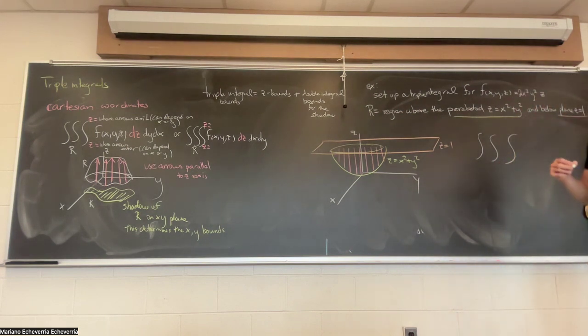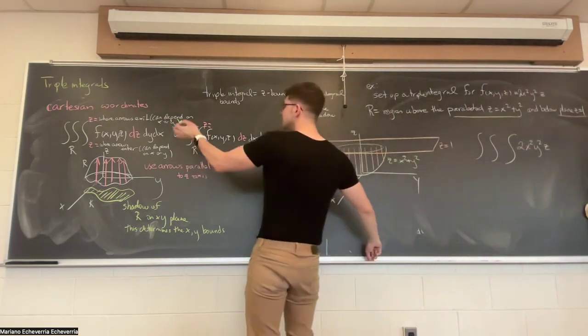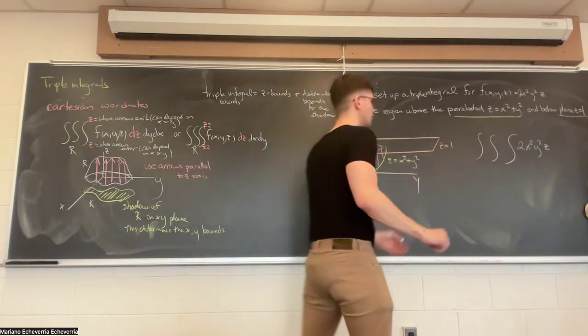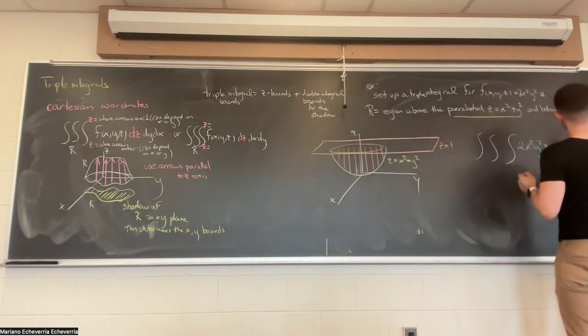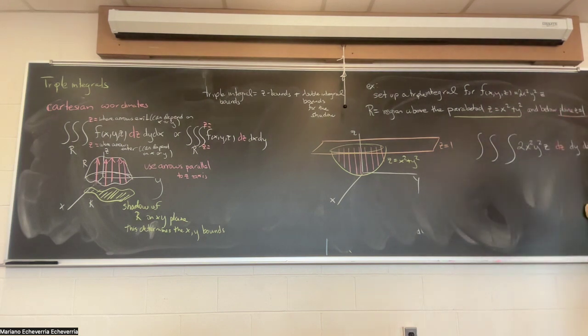okay, so what are we going to put as a function? Just this one, because it's the one that I gave you. And that's the function. And then in Cartesian, you put dz dy dx, for example. That is one that we can use. So I'll put dz dy dx.